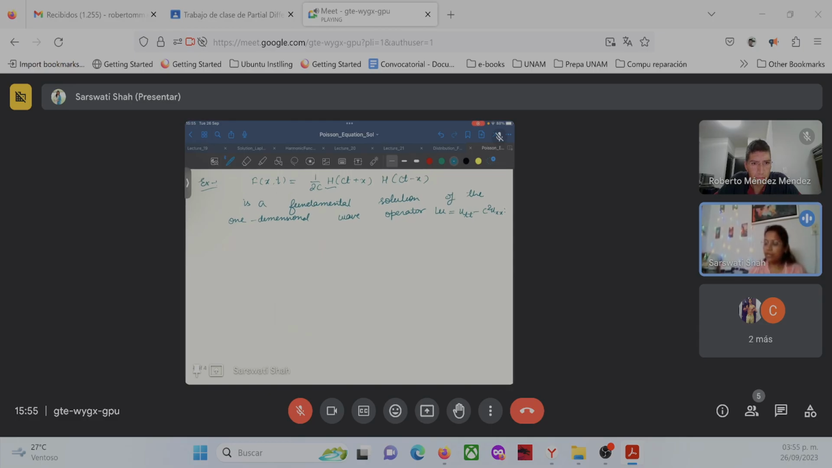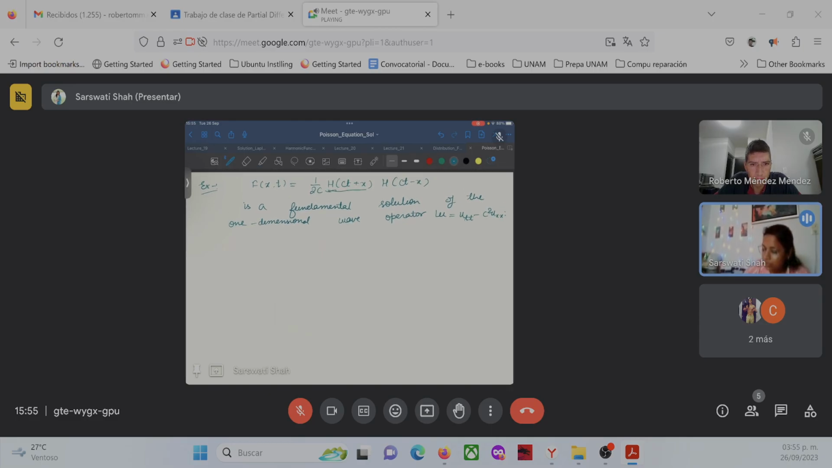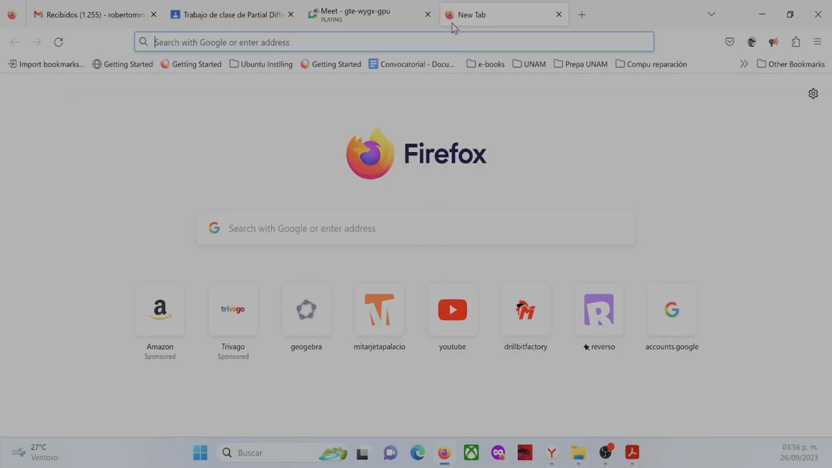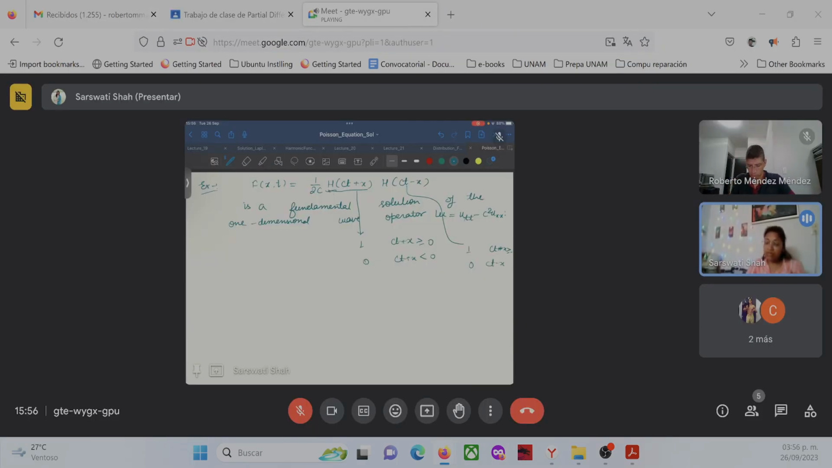So here I am defining this Heaviside function. It is 1 when ct plus x is greater than or equal to 0, and 0 when ct plus x is less than 0. The arguments are ct minus x and ct plus x, because this is a wave equation. You may solve this and check it. I'm just giving you a rough outline. So this is a wave equation, Lu equals 0.